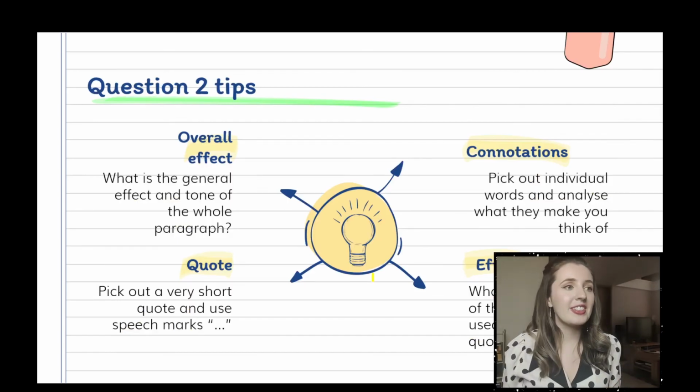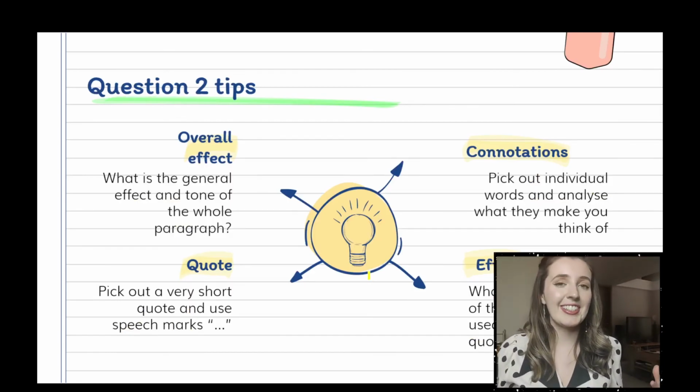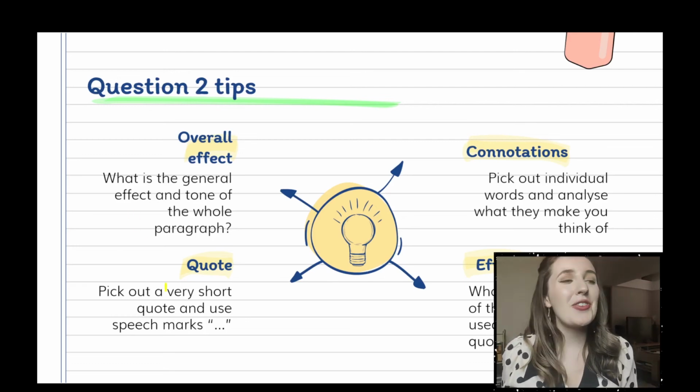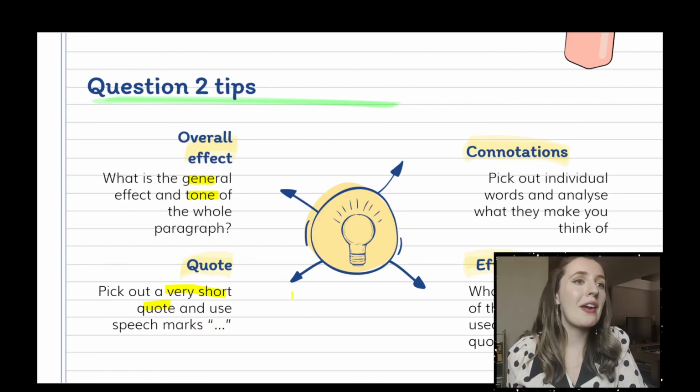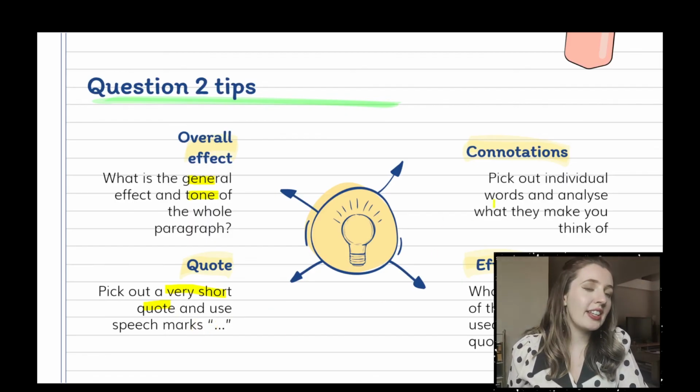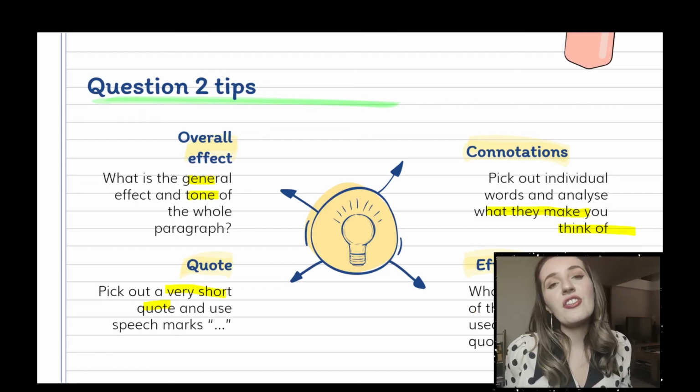So my overall tips for question 2 to summarise, and hopefully you did these. You always begin your paragraph by talking about the overall effect. What is the general effect and tone of the whole paragraph? Then you'll pick out a very short quote, don't copy out whole sentences, and don't forget to use those speech marks, and it should be 3 per paragraph. And don't forget to pick out connotations. What do those words make you think of? And then finally, you'll say what is the effect of the language used in your quote? What does the writer want you to think or feel, and why?